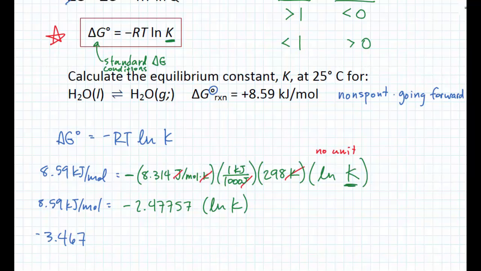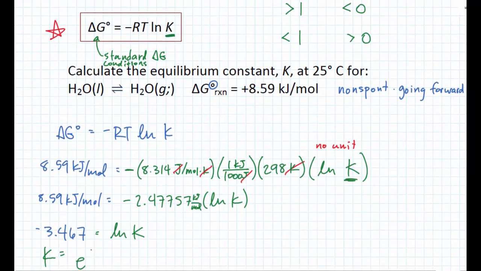By the way, this over here was kilojoules per mole. So what happens to the unit when we do this divided by that? The unit cancels. Okay, so there's no unit over here. And then how do you solve for a variable inside of a natural logarithm? e to the ln K equals e to the negative 3.467. So I'm just going to do e to the answer.